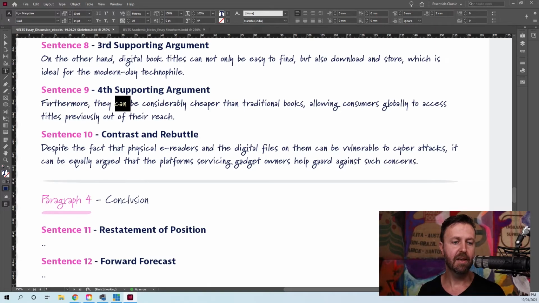Right now, we're actually not going to restate. We're actually going to provide.